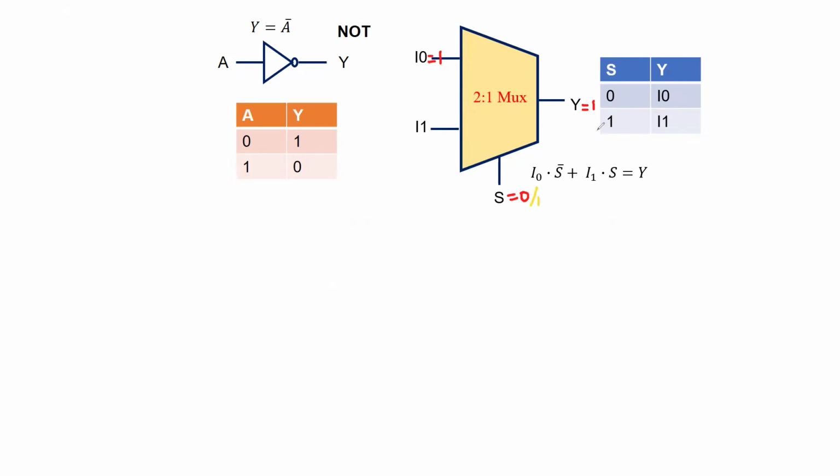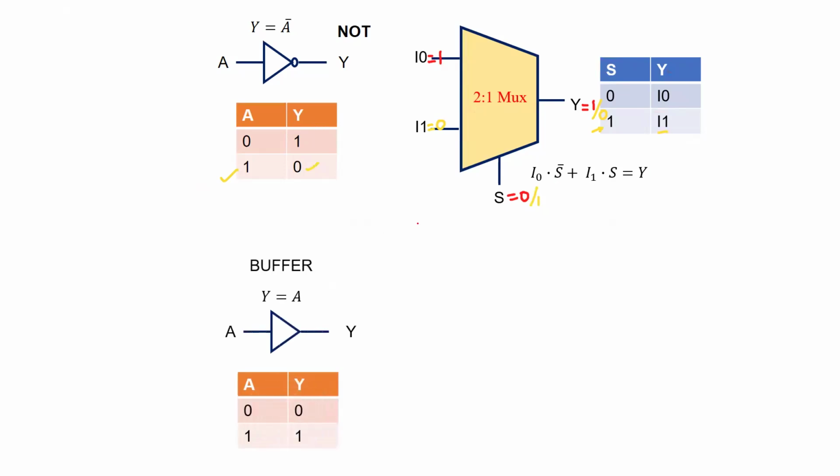Now, next case, we see that S is equal to 1. In this case, when S is equal to 1, Y is connected to I1. So the I1 value should be set in such a way that it complements the input. So what we do here is, I1 carries a logic 0. This is similar to when A equal to 1, the output is equal to 0. So this is how we can see that a 2:1 MUX is used to implement the logic NOT function. Let us move to the next logic.